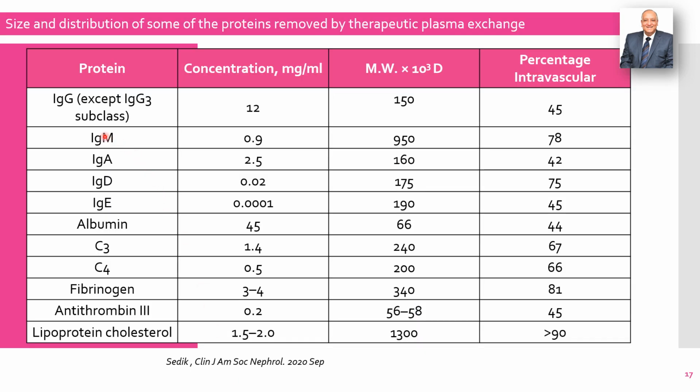There are big differences between immunoglobulins in their concentration and the percentage in the intravascular compartment. For example, IgM is the largest immunoglobulin and its percentage in the intravascular compartment is the highest. In contrast, IgG is the smallest immunoglobulin and its percentage in the intravascular compartment is only 45%, meaning that a rebound will happen.